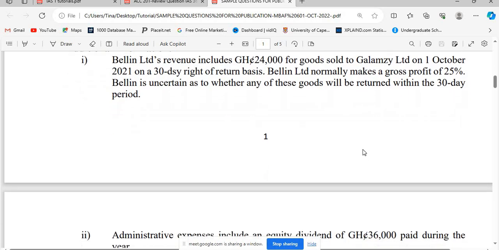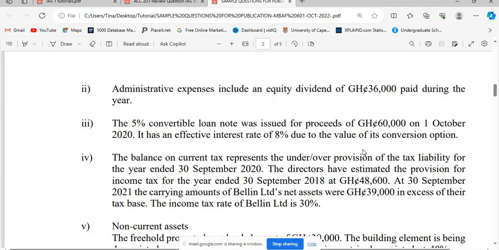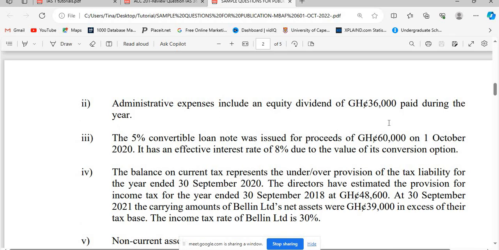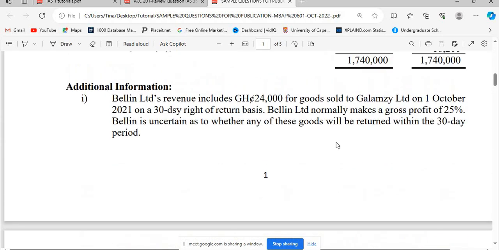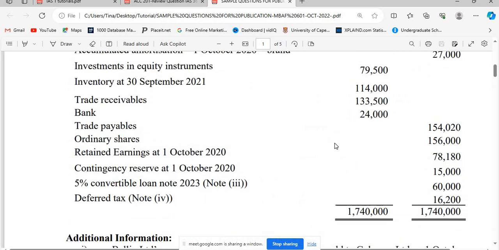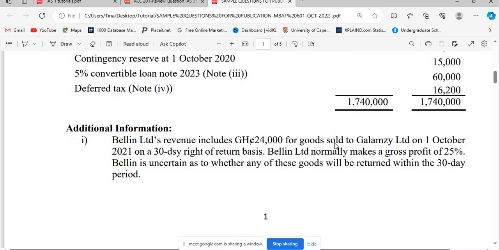Also, every additional information will call for a review of what the standard is saying, because we are not doing everything according to our own description. Everything we do regarding a transaction has been spelled out in the standard. So if it requires a visit to the standard, we will do that. Let me read out the additional information, and then later we tackle it one after the other.